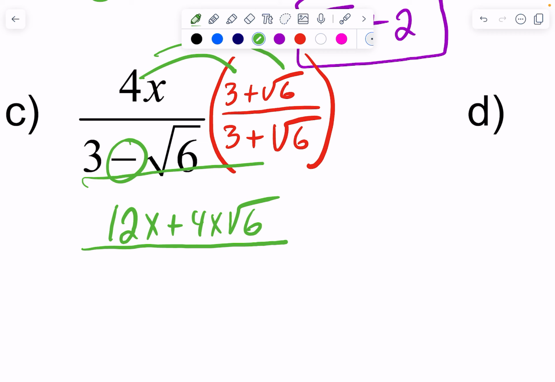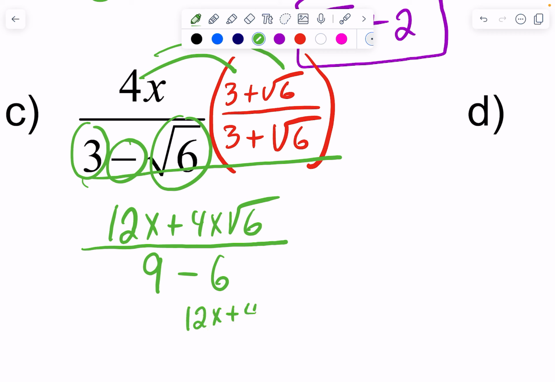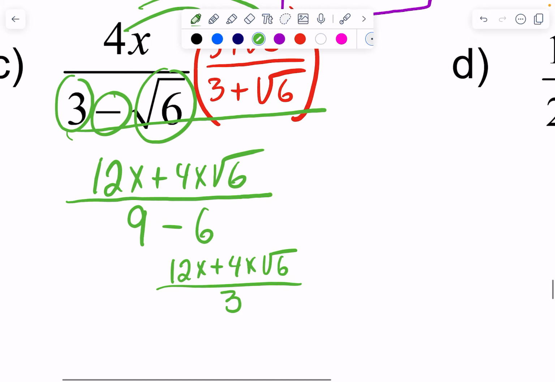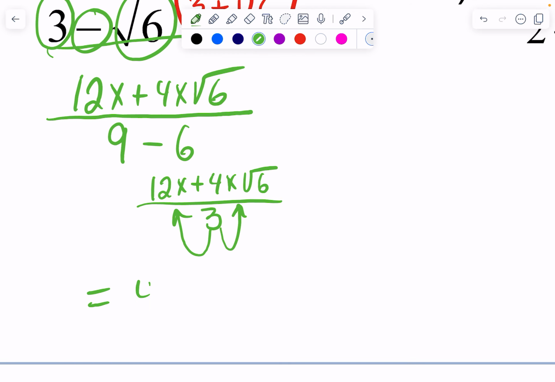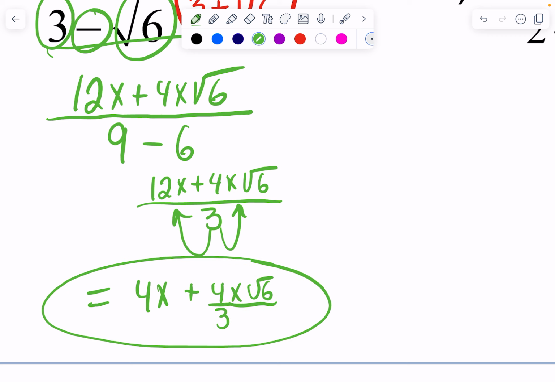And now here I've got a difference of squares. First term squared minus second term squared. So I've got 12x plus 4x square roots of 6 over 3. Please remember this is the distribution property of division. Divide that 3 to both terms, giving me 4x plus 4/3 x square roots of 6. And there you have it.